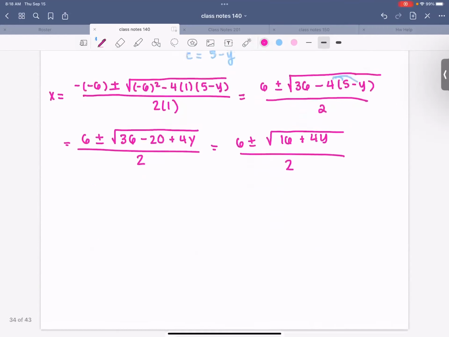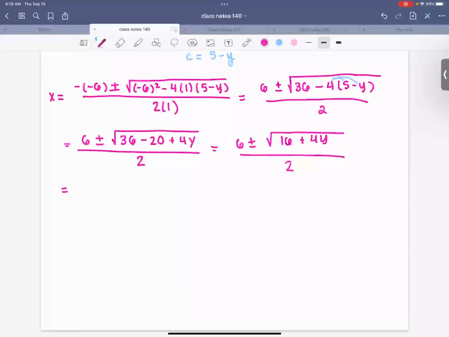Okay. So I'm going to do something a little funky. And you might see this going on if you go to calc and things like this. I'm noticing the 16 and the 4 have a 4 in common, right? So I'm going to take that out. So this becomes 6 plus or minus 4 times 16 take away 4 is 4, and 4y getting rid of 4 is y.